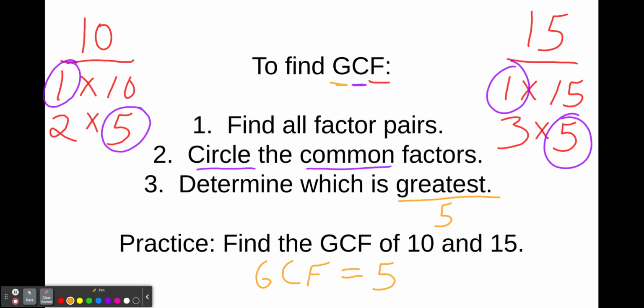Try some of these on your own on IXL, and remember these steps. Find your factors, circle the ones they have in common, and then figure out which is the greatest of those.